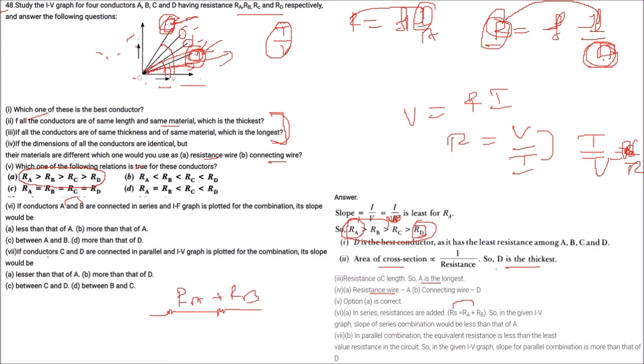Now if conductors C and D are connected in parallel, and this IV graph is plotted for the combination, what would its slope be? Now C and D are in parallel.